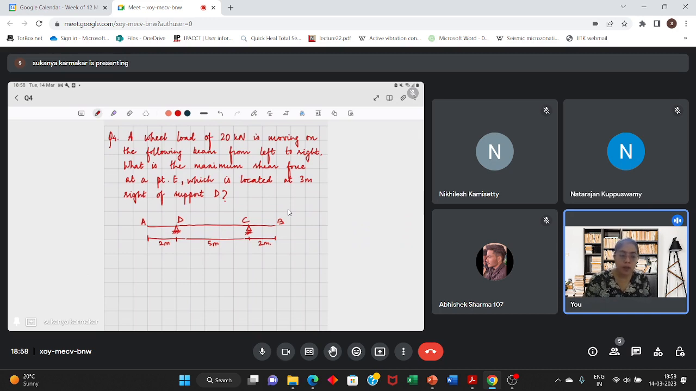First, I want you to try this question because it's applying the same concept: drawing the ILD, then putting the load at the appropriate point and calculating the shear force. So first, I want you to draw the ILD. I'm giving you 5 minutes time, then I'll start solving.